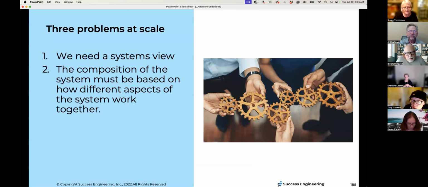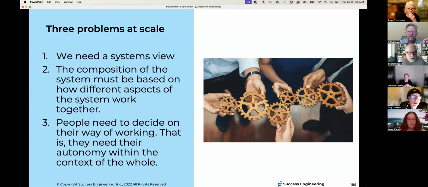The composition of the system must be based on how different aspects of the system work together. In other words, how they relate to each other, but also how the different pieces themselves work. And people need to decide their own way of working. That is, they need their autonomy within the context of the whole. This should be so apparently true, but is not followed in 90% of what's out there in the agile space.